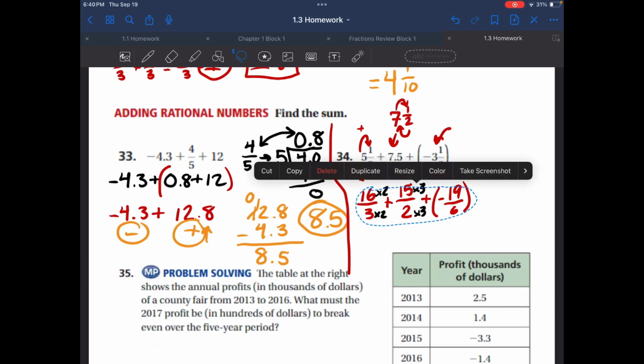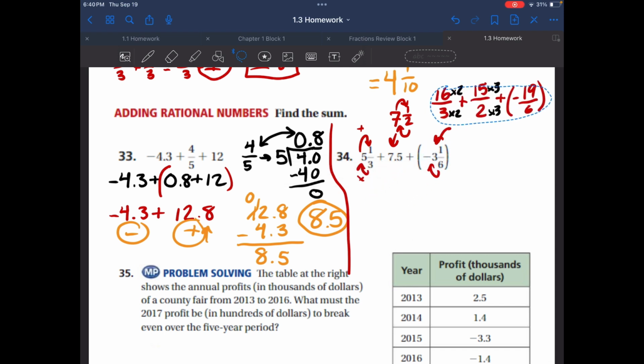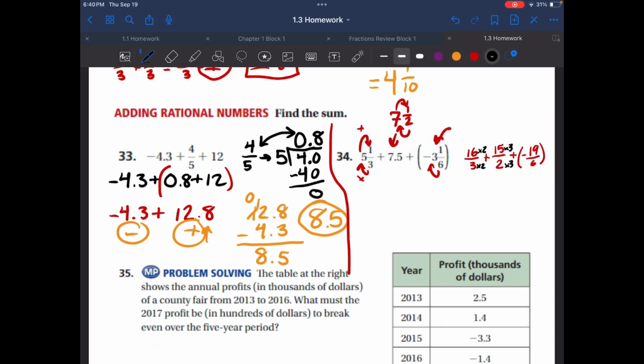And because of that, this is going to allow me to get all of the same common denominators, and that common denominator is going to end up being 6. All right. So, again, common denominator is going to be 6. 16 times 2, if you need to do that quick, you can. 32 is the answer you should get.